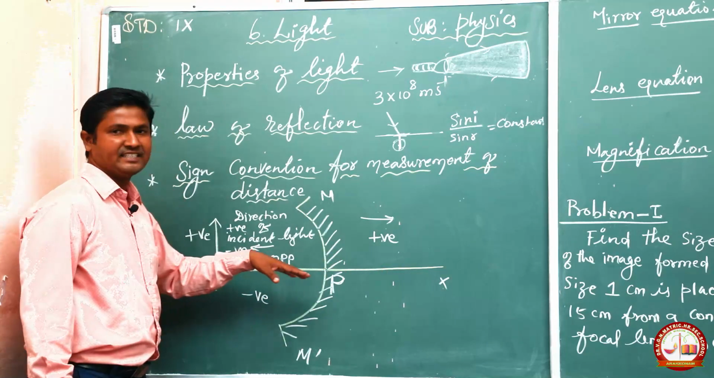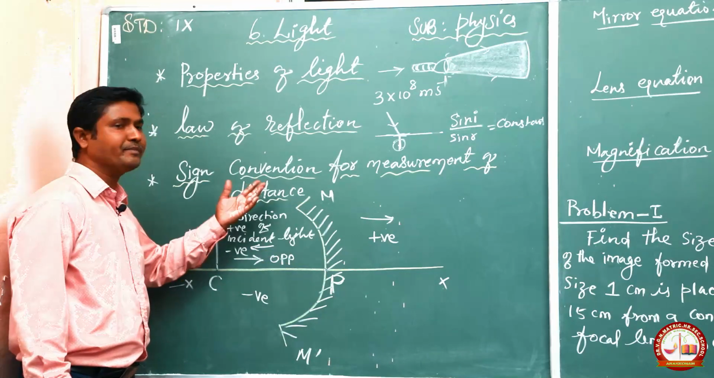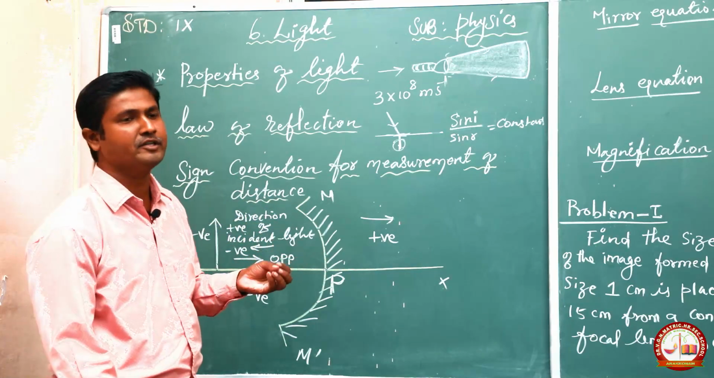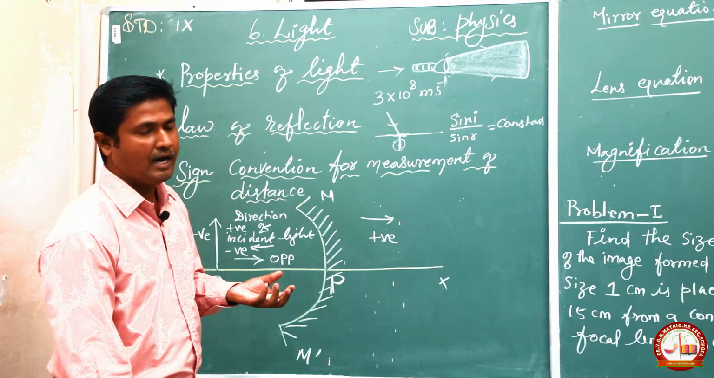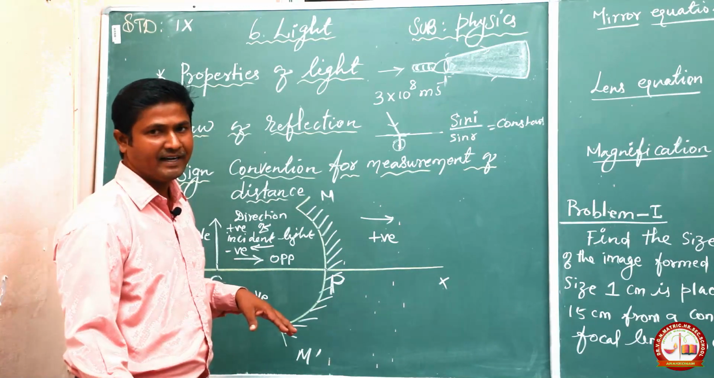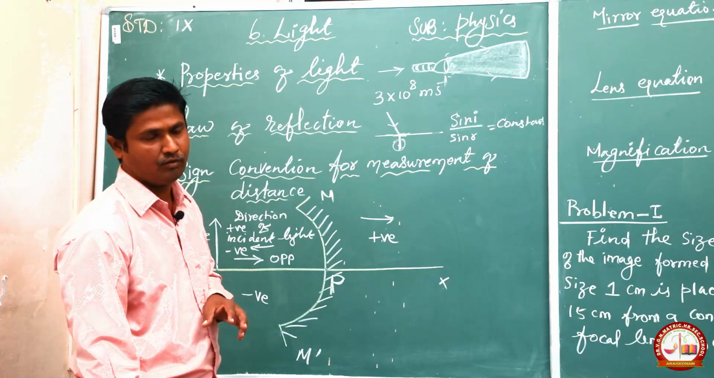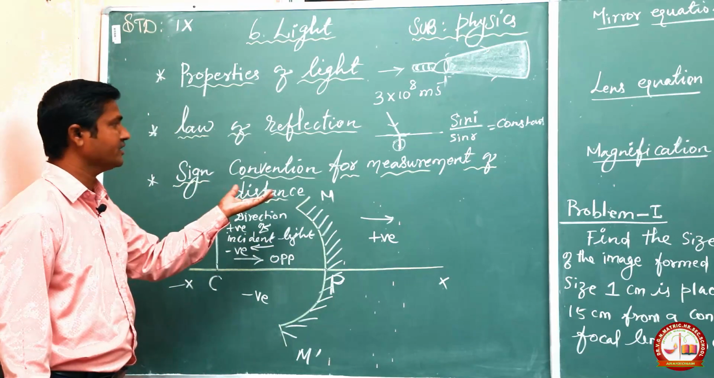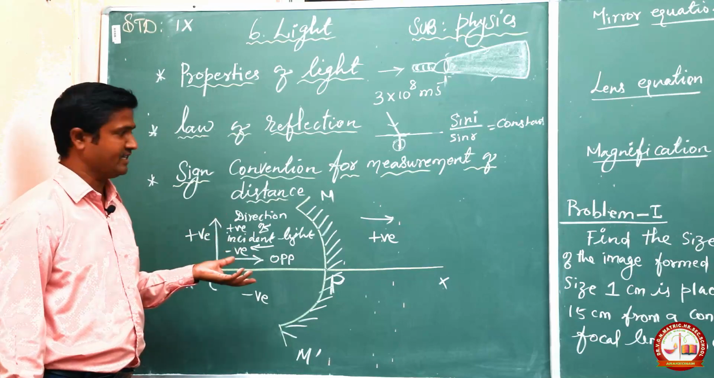X X dash is the principal axis. Above the principal axis, the measured value is positive. Below the principal axis, the value is negative. This is called the sign convention for the measurement of distance.